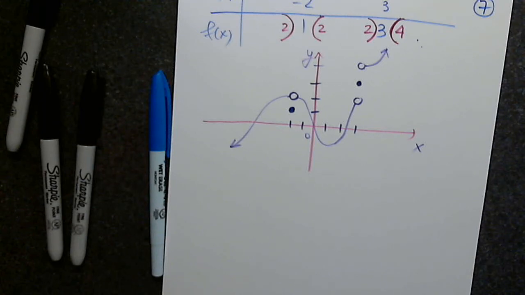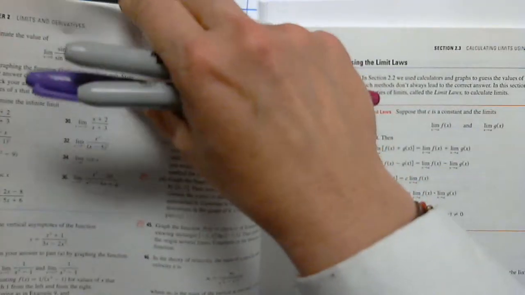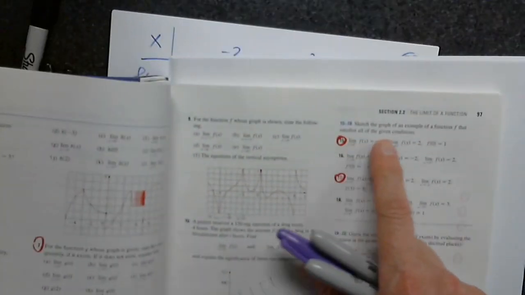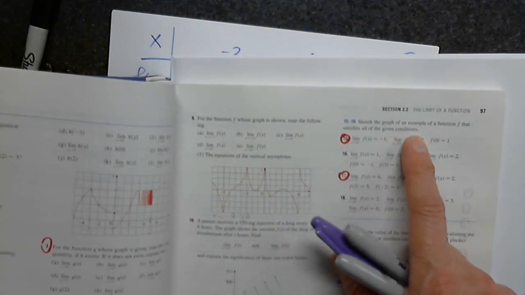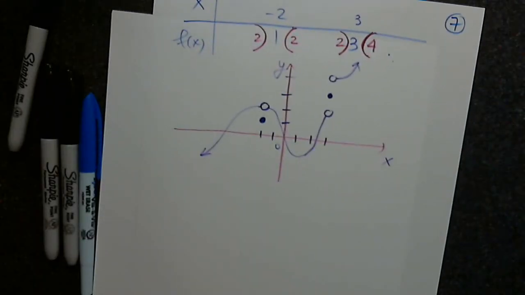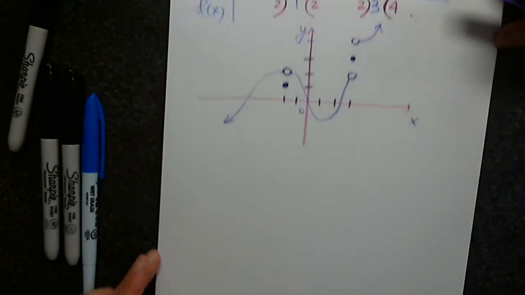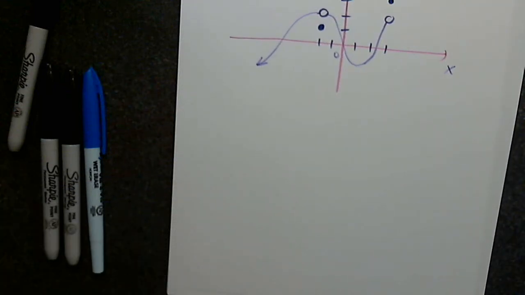What was the question? Was it just graph? Yes, we were given information about the graph, and we were asked, very good question. I thought I said that, but it was not enough. Sorry about that. So, sketch the graph of an example of a function f that satisfies all the given conditions. Better? I didn't read it with you, so it wasn't clear. Sorry.